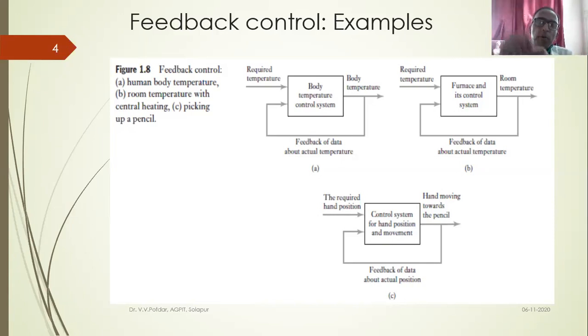The third example is picking up a pencil, or any activity I'm doing. I'm writing on a board. The human being is also one of the feedback elements. Where is the board located? Where is the chalk located? Where is the duster located? Accordingly, I take the action, and writing on the board takes place.